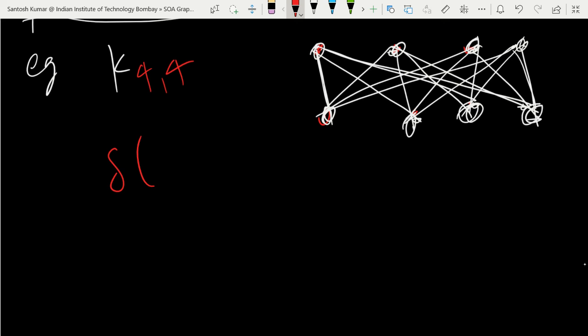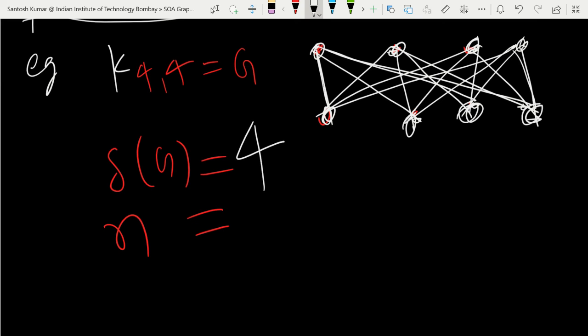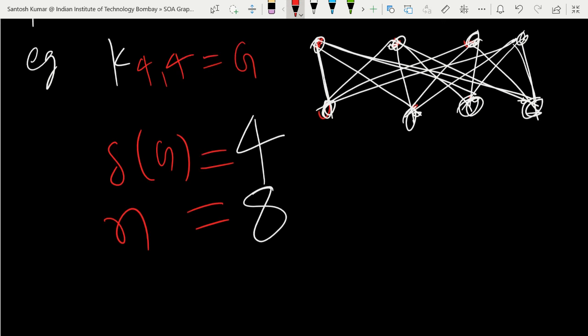Tell me, what is delta G in this K44? What is delta G and what is n? Each vertex has degree 4, isn't it? Yes, sir. What is n? 8, the number of vertices.